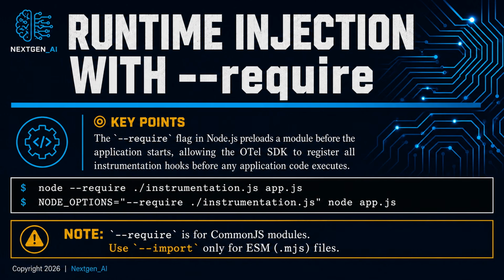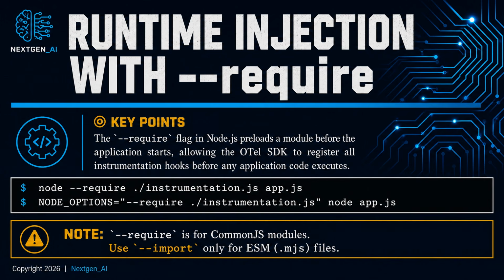When you start your application, instead of running node index.js, you run node --require ./instrumentation.js index.js. This distinction is critical. By using the --require flag, you guarantee that the OpenTelemetry SDK is the absolute first thing that loads into the Node.js runtime before any other modules or application logic.